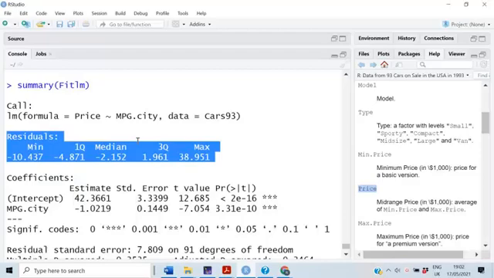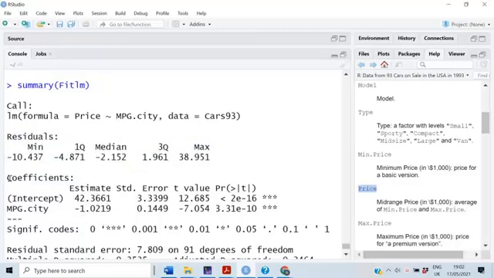If you note the minimum, -10, but the maximum is what, 38, right? First quarter, -4.8. The third one is what? 1.96. So this means that it deviates from normality, right? And so forth. But the key thing is the coefficients.